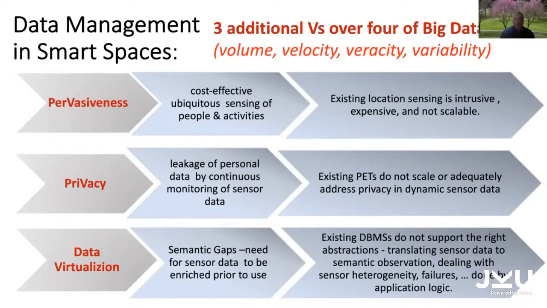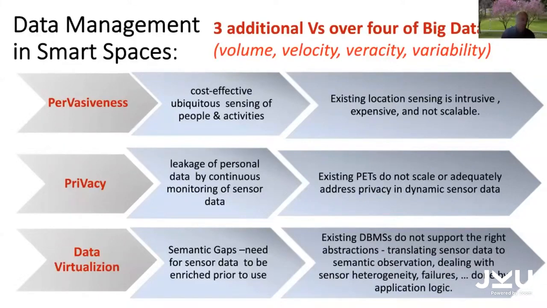Whenever we observe people and their interactions in spaces through continuous monitoring, there is a natural challenge of leakage of personal information, which has to be addressed. And this privacy challenge, while there is a significant body of work in privacy enhancing technologies over the last few years, such solutions do not essentially address the privacy challenges in dynamic sensor environments.